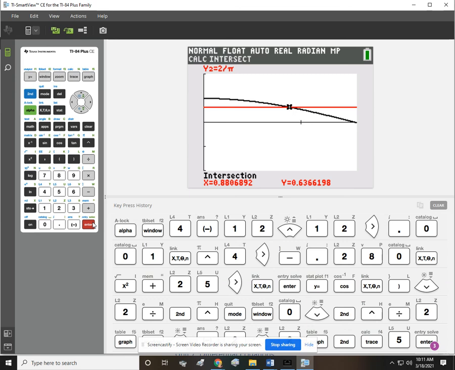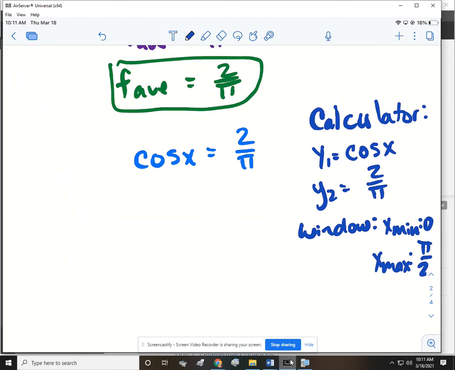So that looks like there's one place in that interval where the cosine of x is actually equal to the average, and that's when x is 0.880 or 0.881, however you want to give your answer, either rounding or truncating. It does not matter.